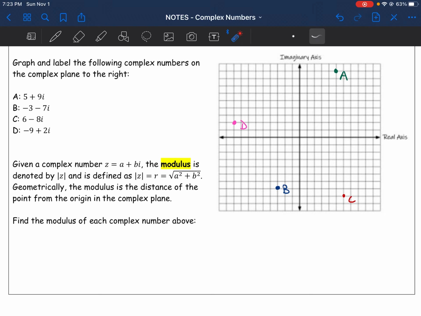So if I wanted to find the modulus of point A, I'd look at the origin, I'd look at point A, it would be the distance from the origin to point A. Now notice we can find the modulus with Pythagorean's theorem because we have a right triangle. That's exactly where this is coming from. A being the real part, B being the imaginary part, R being right there, that's how we're getting the modulus. So let's find the modulus of each of those points up top, starting with point A.